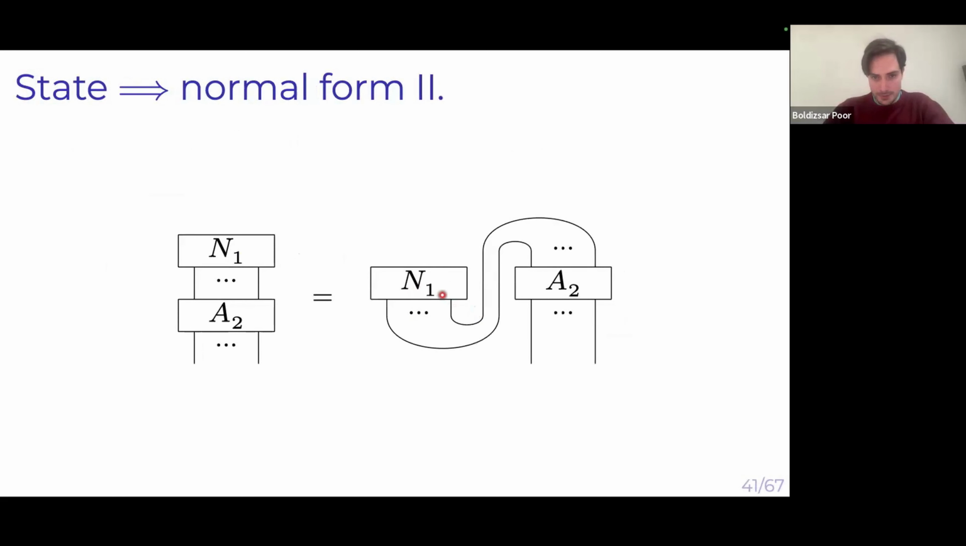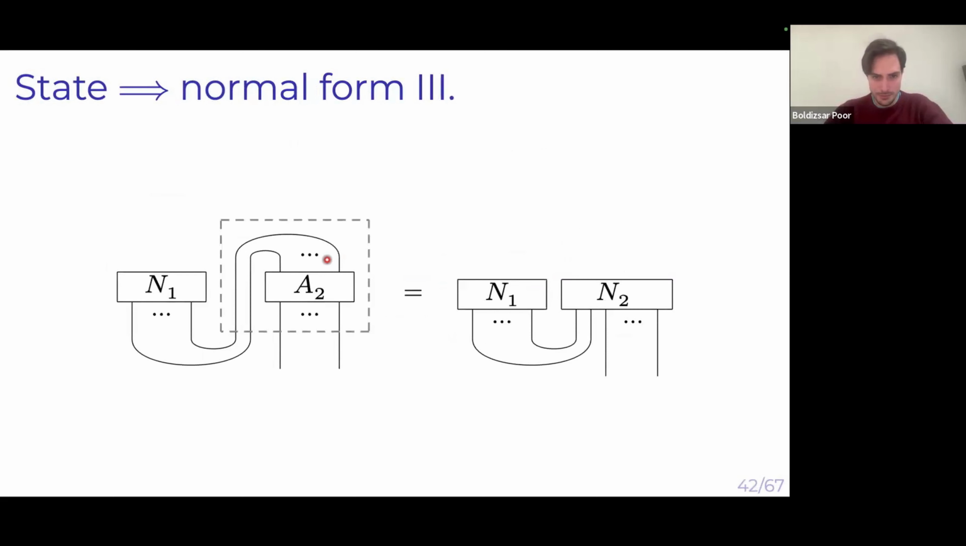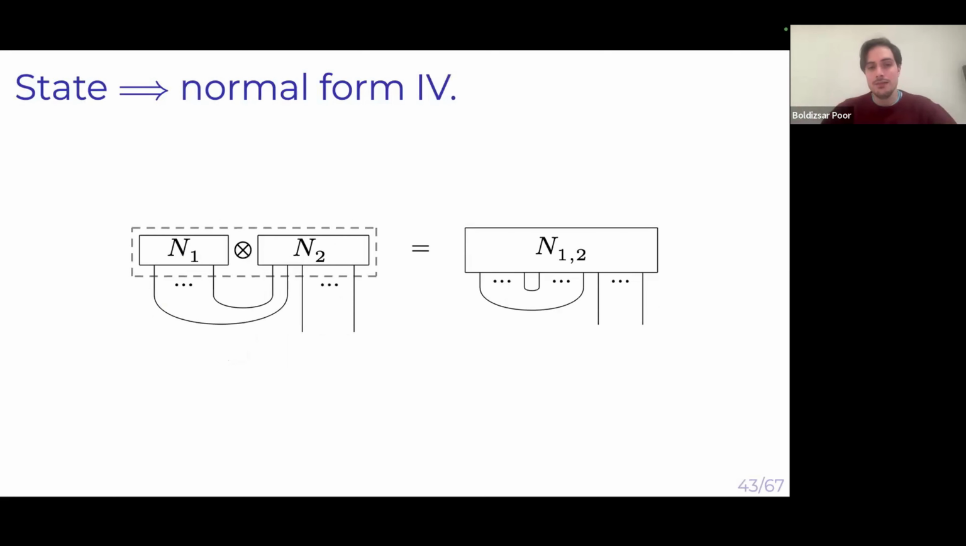And then we just use the snake equations to bend these wires. And then we turn A2 again into a normal form. So again, what do we need to do? Just turn each generator into its normal form. We then have to show that the tensor product of two normal forms is a single normal form. So we have two normal forms, M1 and N2. And then tensoring these two normal forms, you can turn it into a single normal form.